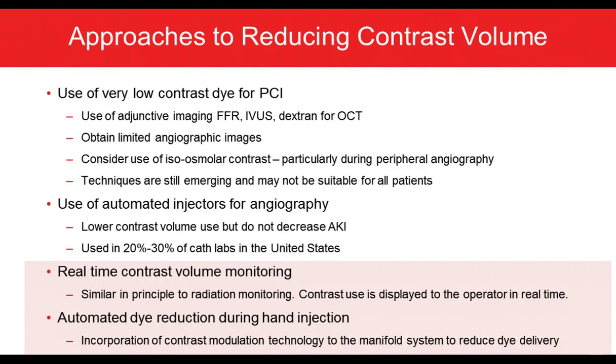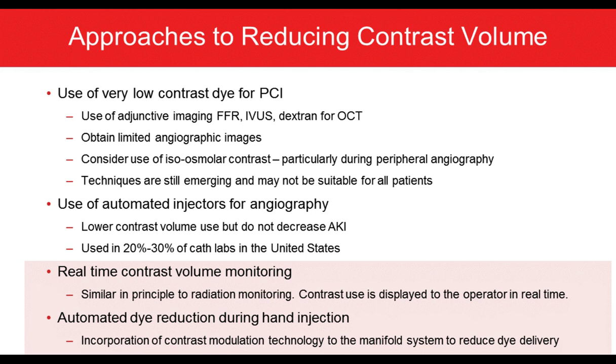So what are our approaches to doing this? We can use very low contrast dye for PCI. We can use adjunctive imaging, FFR, IVUS, potentially non-contrast OCT. We can obtain limited angiographic images, which is a double-edged sword. We can miss lesions if we're not careful.